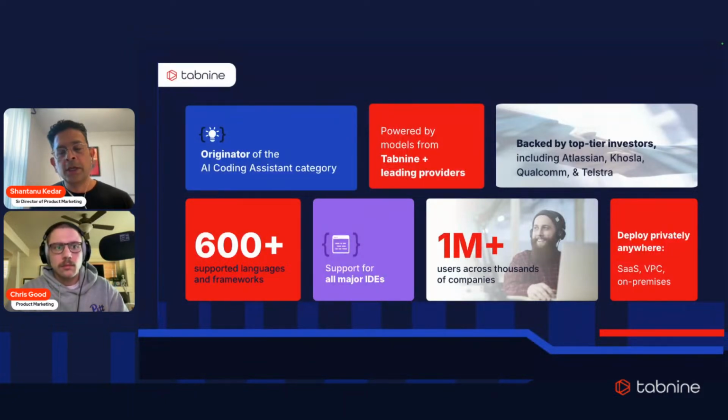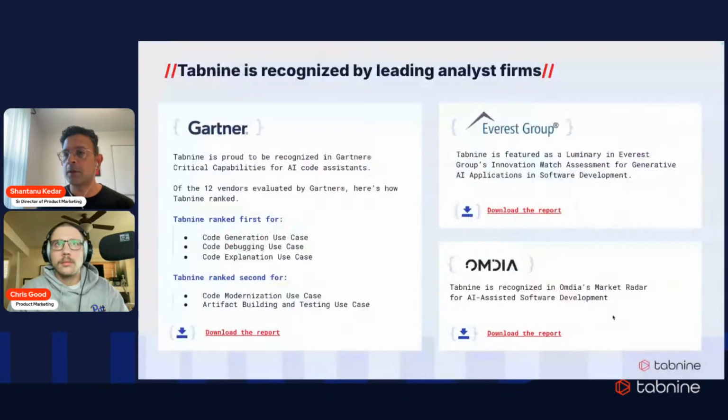So the bottom line: the biggest advantage with the switchable models capability is that there's no LLM lock-in. It enables you to pick the right model for your use case or business requirement, and to future-proof your AI strategy. Tabnine is a rapidly growing Series B startup. We are backed by top-tier investors, which includes Atlassian, Khosla Ventures.